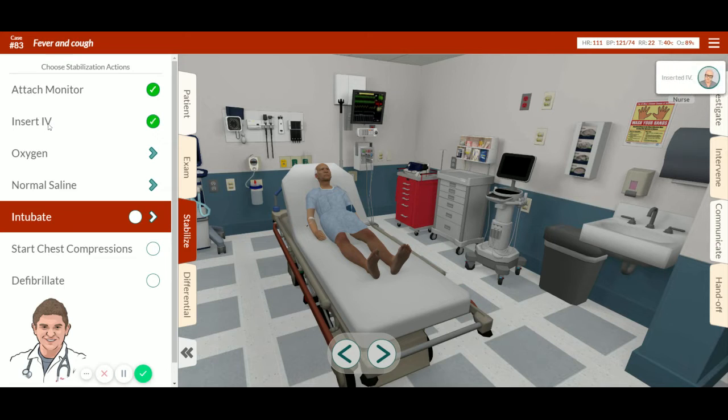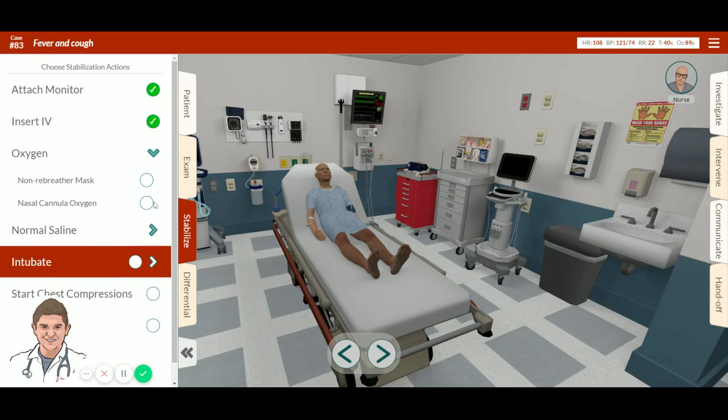So that can guide your thinking a little bit. So we want access. We're going to start an IV so we can get blood work, so we can give him any interventions he might need. And then oxygenation. So this patient is satting close to 90%. He's a little bit tachypneic, as we said. So I'm going to put him on nasal cannula.